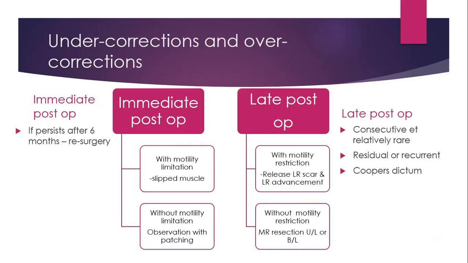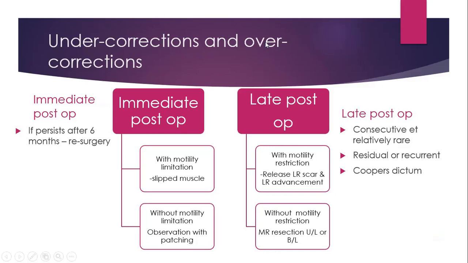So our most dreaded post-ops are undercorrection or overcorrection. If in the immediate post-op period we find that there is a motility limitation with undercorrection or overcorrection, then a slipped muscle should be suspected. If there is no motility limitation, then we can just observe with patching.